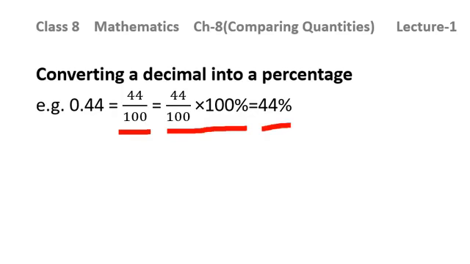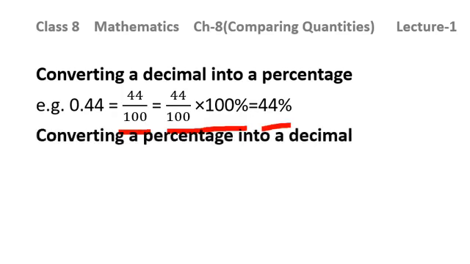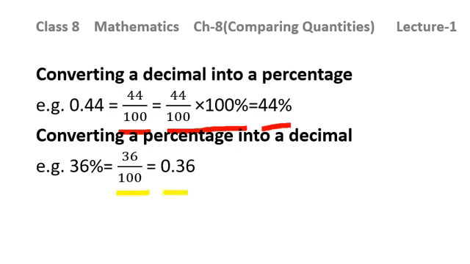Now vice versa, that is converting a percentage into a decimal. How will you proceed? For example, 36%, we need to convert it into a decimal. Simply convert it into a fraction, that will be 36 over 100, because the percent sign means the denominator will be 100. So 36 over 100 will be equal to 0.36. This is the decimal notation of 36%.